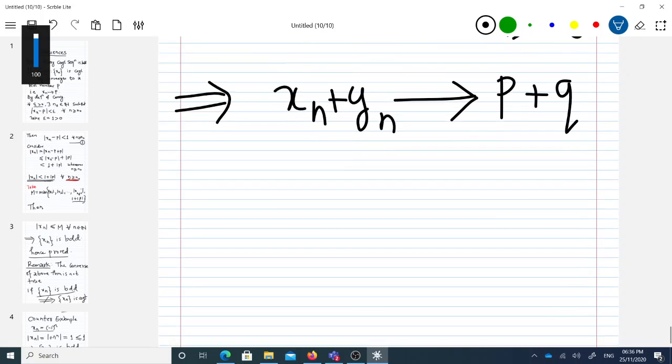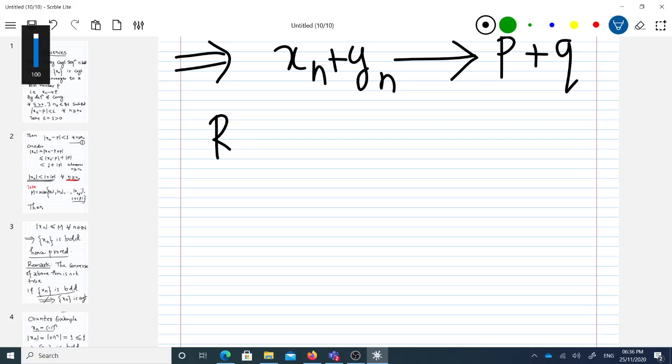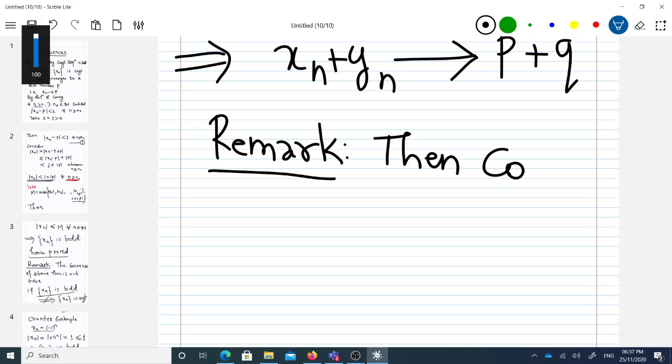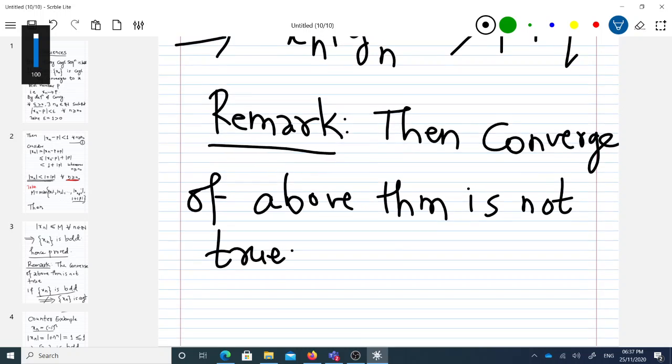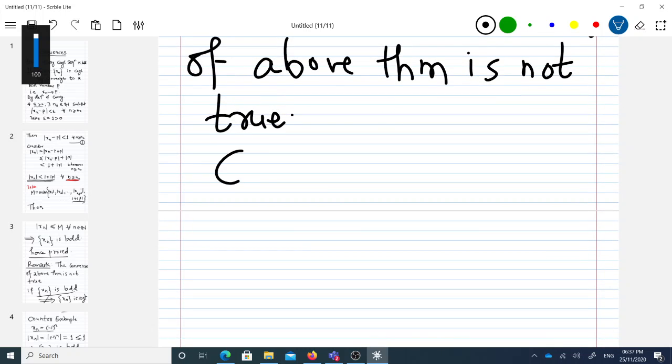The converse of the above theorem is not true. If the converse is not true, I should give a counter example. So let's write down the counter example.